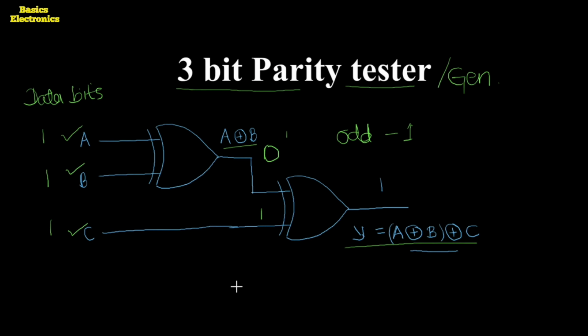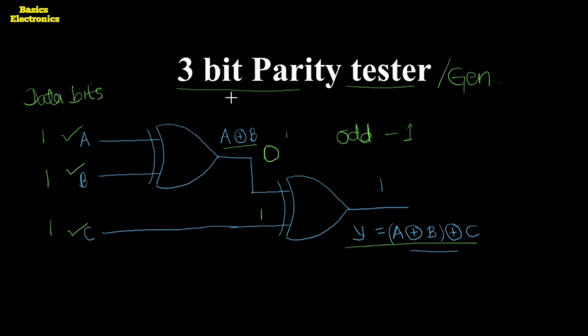A parity generator is a logic circuit which produces a logically high or low output according to the number of ones available, according to the parity. It produces a low output if the number of ones is even, and it produces a high output when the number of ones is odd. Okay, so this is a parity tester.